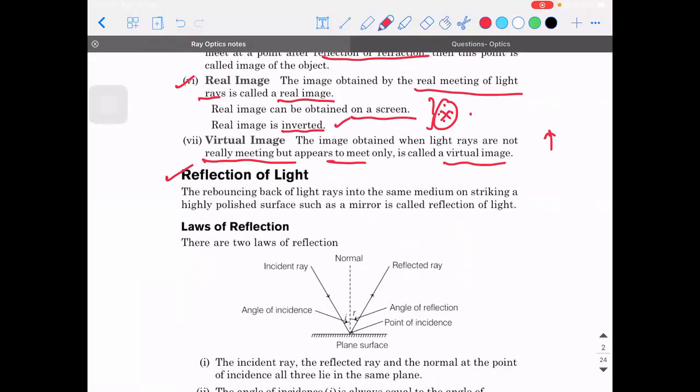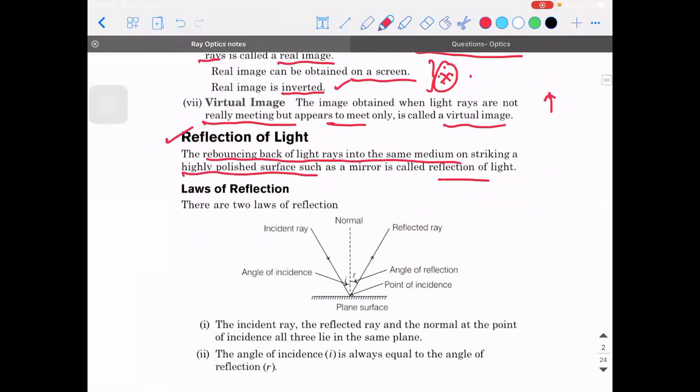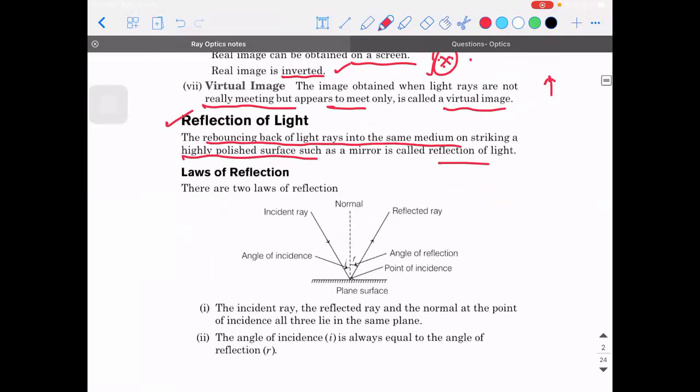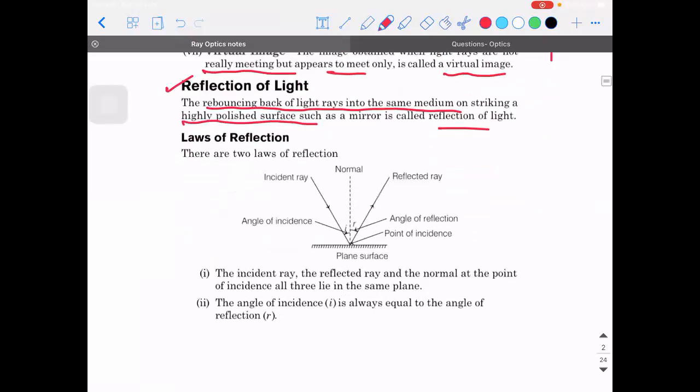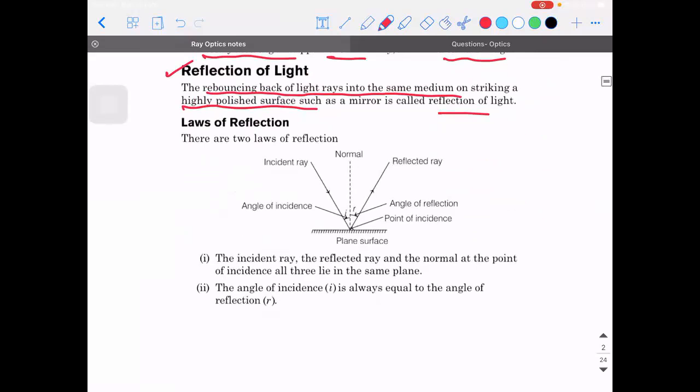Next, what is reflection of light? The rebouncing back of light rays into the same medium on striking a highly polished surface such as a mirror is what we call reflection. This year in CBSE they have removed reflection, but for JEE it is an important concept, because you might have a combination of lens and mirror. A lens is an object which will refract. A mirror is an object which will reflect. So you need to know reflection also with clarity. I will go a little fast in terms of basics, but I'll explain the problems in a better way. If you have any doubt in the concepts, please stop me.